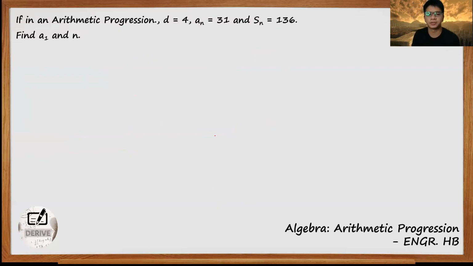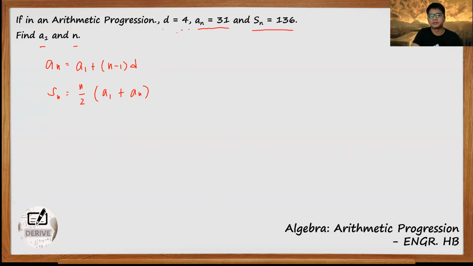If in an arithmetic progression, the common difference is 4, the nth term is 31, the sum of the terms is 136. Look for or find for the first term or the number of terms. Okay, so dalawa lang naman formula. Lista muna natin kung saan tayo pwedeng magsimula. So we have the nth term a sub n is equal to a sub 1 plus n minus 1 d. And syempre yung sum is equal to n over 2 multiplied by a sub 1 plus a sub n. Kaso ang given lang natin, a sub n, S of n, and d is equal to 4.